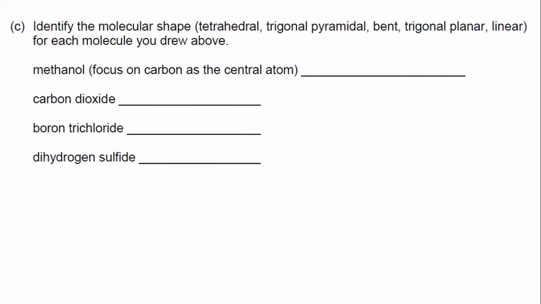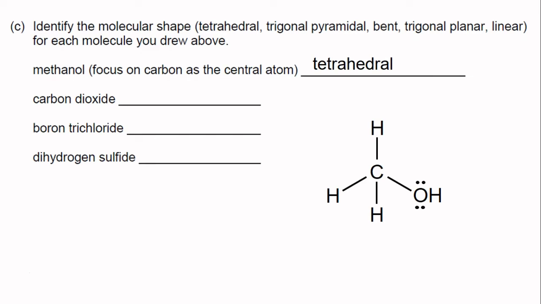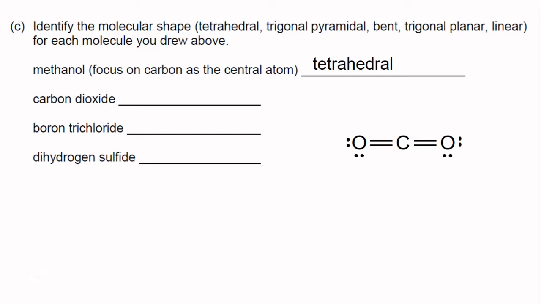In Part C, we have to identify the molecular shape. Our choices are tetrahedral, trigonal pyramidal, bent, trigonal planar, and linear. For the methanol, if we focus on carbon as the central atom, there are 4 atoms coming off the carbon. That would be a tetrahedral geometry. For carbon dioxide, we have a central carbon atom. There are 2 oxygens. There's no lone pairs of electrons on the carbon, so that is a linear molecule.